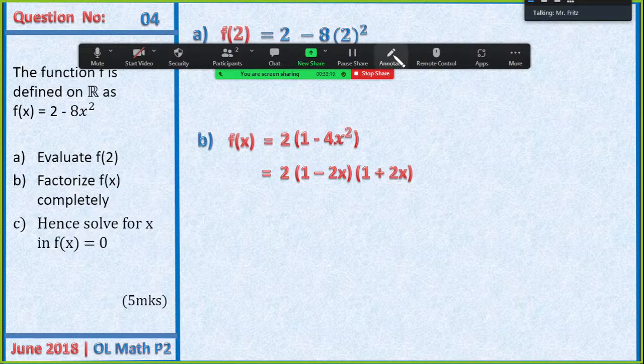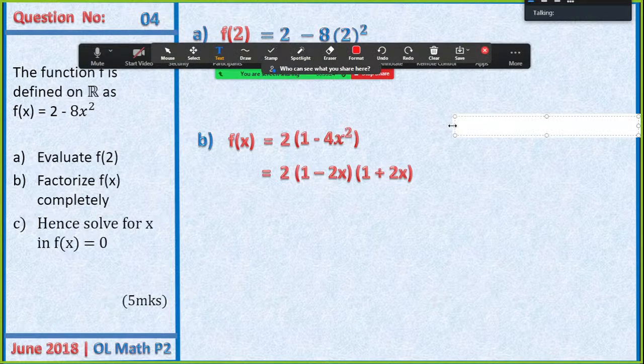Any question? So to factorize the difference of 2 squares, we just put 2 brackets like that. Okay. Can you see what I'm writing? Yeah, I'm seeing this. Yeah, let's go ahead.